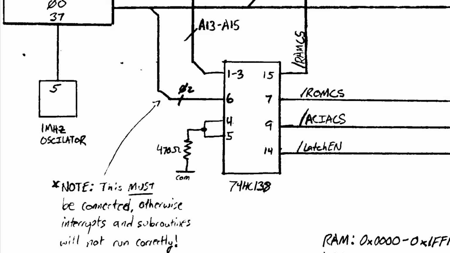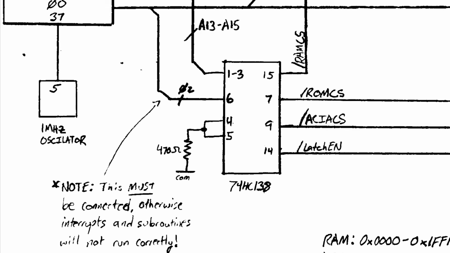And then the outputs used are pin 15 for the RAM select, pin 7 for the ROM select, pin 9 for the ACIA select, and pin 14 for the octal latch select. The last pin on it is pin 6, which is the positive enable pin, so it enables the outputs when this pin is high, and this is tied straight to the phase 2 clock line from the processor.